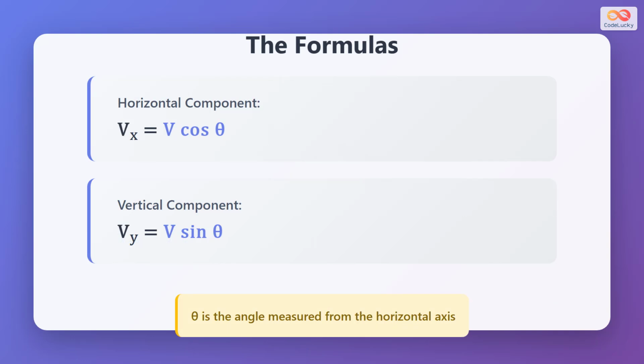To find the components of a vector, we use simple trigonometric formulas. The horizontal component equals v times cosine theta, where v is the magnitude of the vector and theta is the angle measured from the horizontal axis. The vertical component equals v times sine theta. These formulas come from basic right triangle trigonometry. The cosine function gives us the adjacent side, which is the horizontal component, while the sine function gives us the opposite side, which is the vertical component. Remember, theta must be measured from the horizontal axis for these formulas to work correctly.